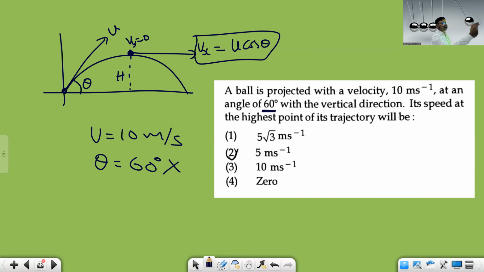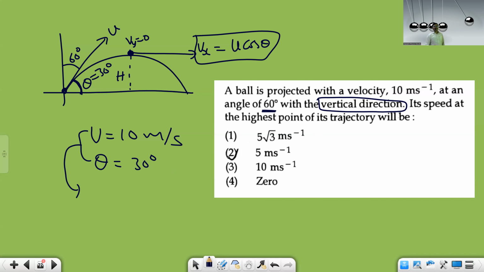Why? The twist is here. The angle is given with respect to vertical. But here, you observe, the angle I made is with respect to horizontal. They made 60 with respect to vertical. With respect to vertical is 60 means theta will be 90 minus 60, which is nothing but 30 degree here. That is the only twist in this question. Other than that, this is a damn easy question.